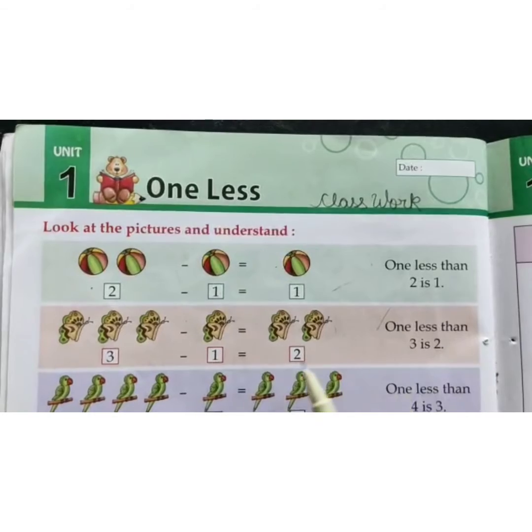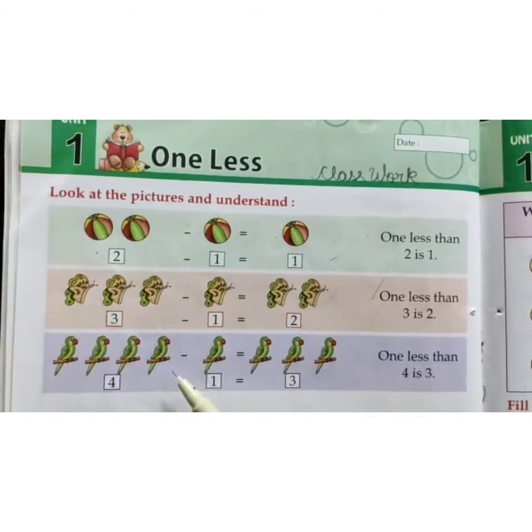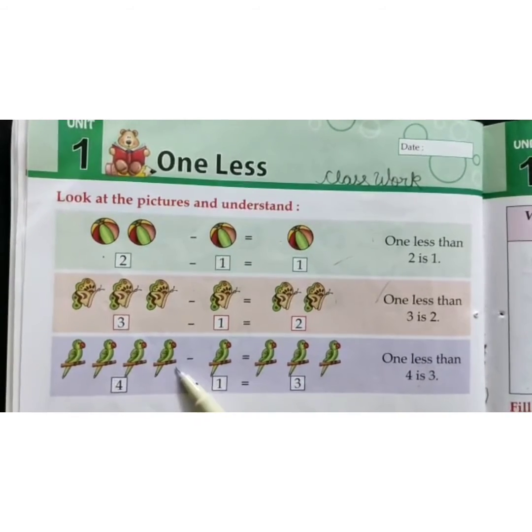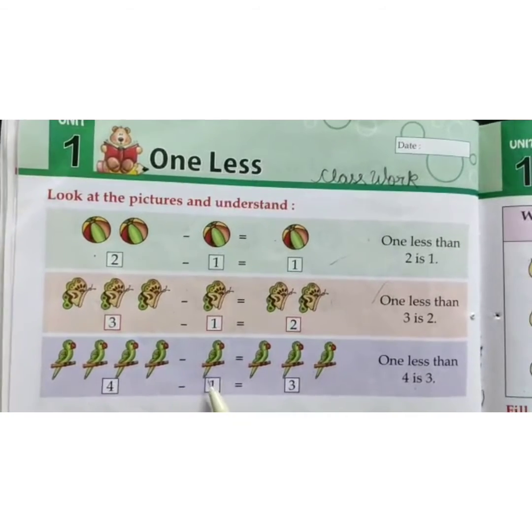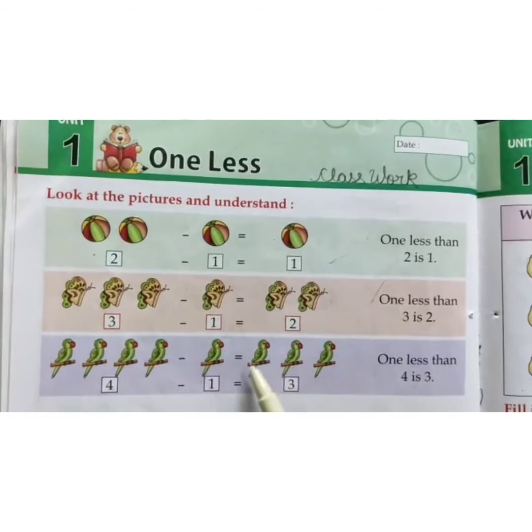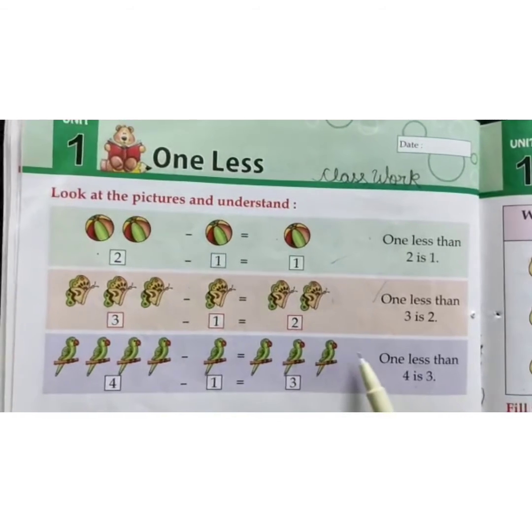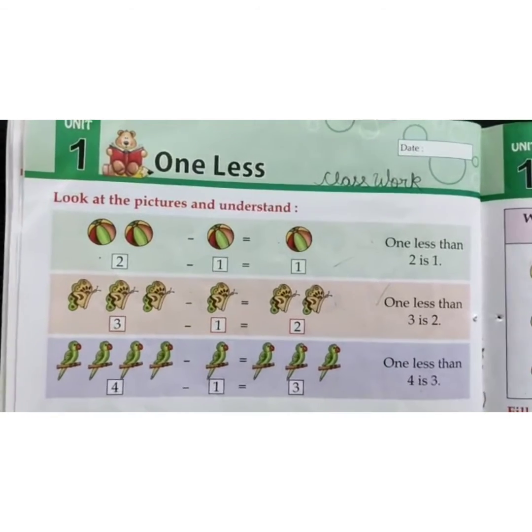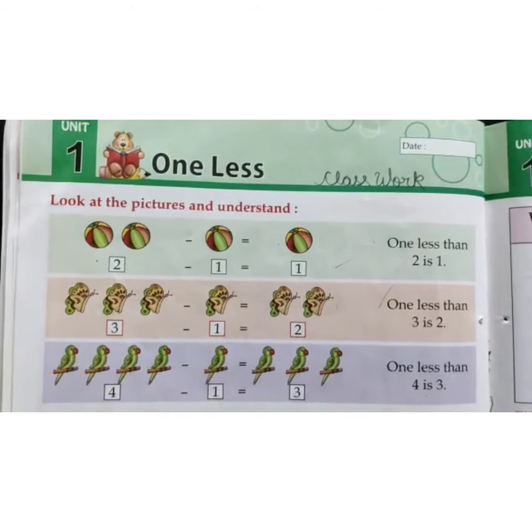We have to subtract 1 from the given number. In the next example, you can see how many parrots are we having? We are having 4 parrots. If we subtract 1 parrot from it, the total number of parrots that are left is 3. Or we can say 1 less than 4 is 3. So 1 less than means we have to subtract 1 from the given number.